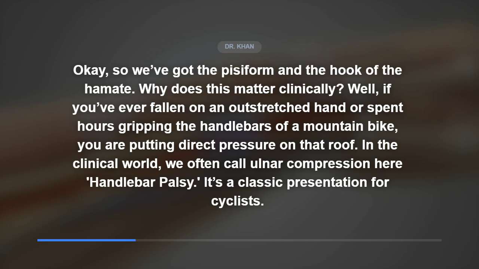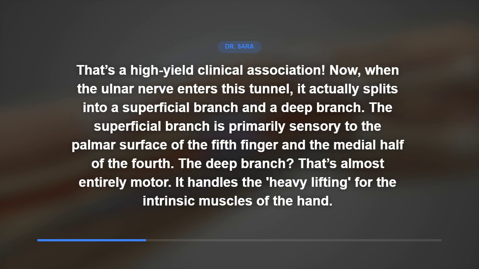Well, if you've ever fallen on an outstretched hand or spent hours gripping the handlebars of a mountain bike, you are putting direct pressure on that roof. In the clinical world, we often call ulnar compression here handlebar palsy. It's a classic presentation for cyclists. That's a high-yield clinical association.